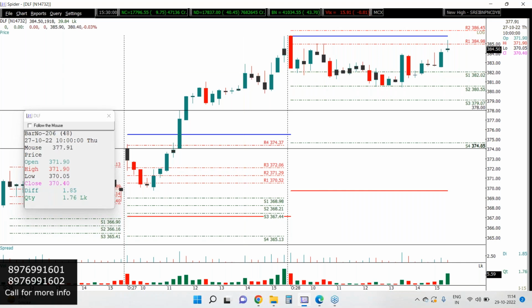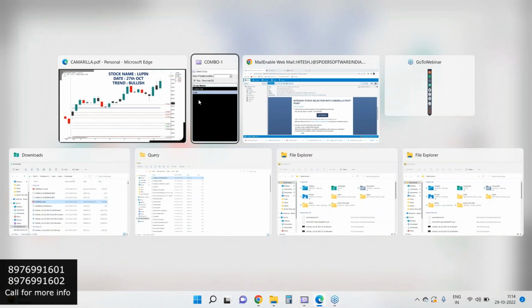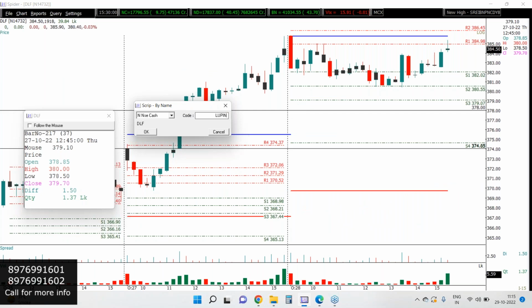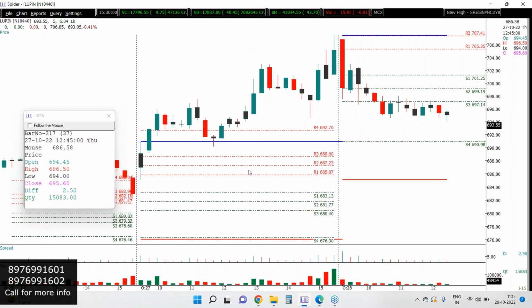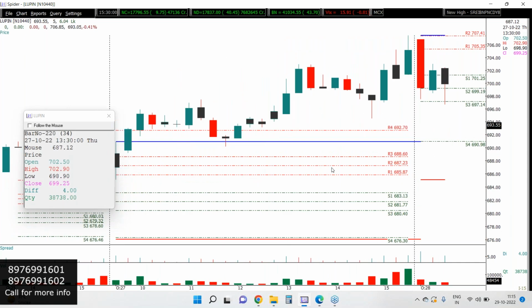Okay, then again, you can see one more example, which is Lupin. Okay, so I'm changing to Lupin. So here you can see on the day second candle, here you got an entry over here. Suppose if your candle is small, so you can take stop loss of R3. Right now, suppose if a candle is small, so here R3 is 688.60. I'll take 5 paisa lower than the R3 as a stop loss, and I can enter at this candle's high.